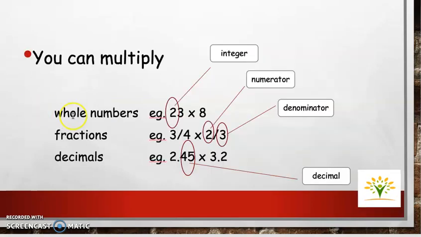Did you know that you can multiply whole numbers, you can multiply fractions, and you can multiply decimals? So this is an example of a whole number multiplication.